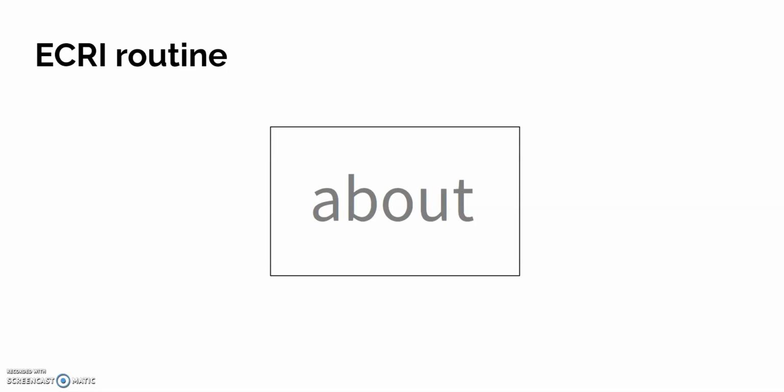My turn. The word is about. Your turn. Word, spell about. A-B-O-U-T. Word, about. And that's it. I have a card for that from ECRI, just like our sound spelling cards.